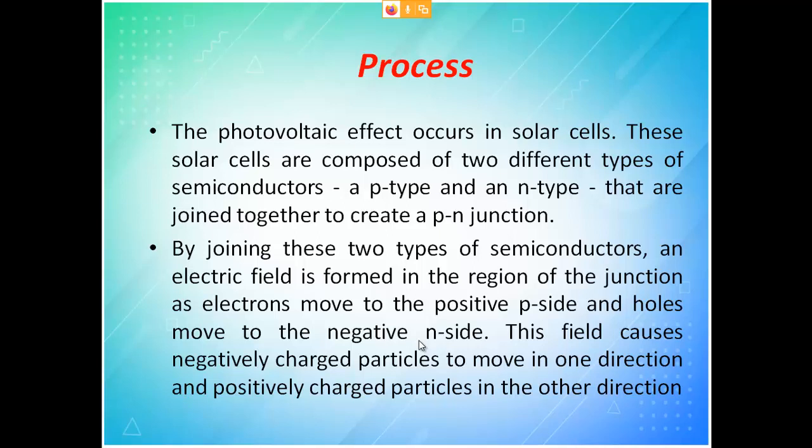These solar cells are composed of two types of semiconductors, a p-type and an n-type, joined together to create a p-n junction. By joining these two types of semiconductor, an electric field is formed in the region of the junction. This is nothing but diffusion. I am not giving any external field, it gets formed by itself. When it forms by itself, there is some flow, and that flow is called diffusion. So that current we call diffusion.